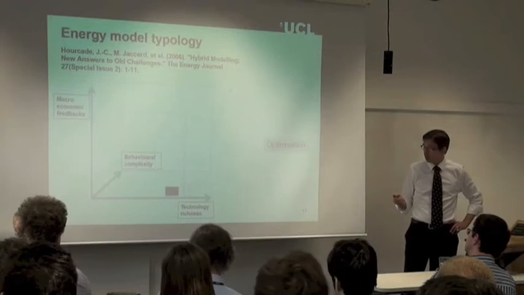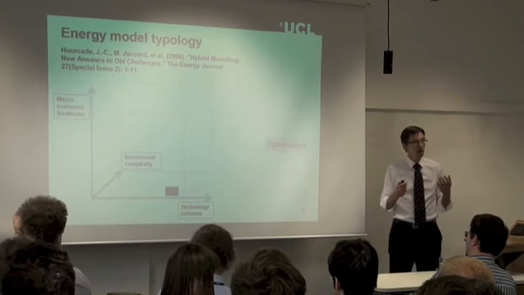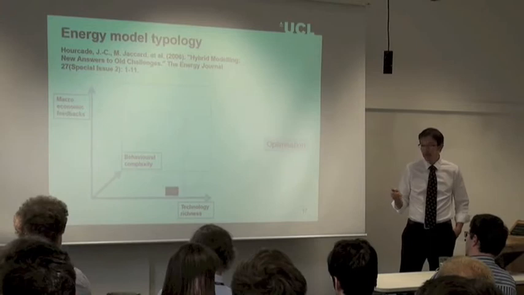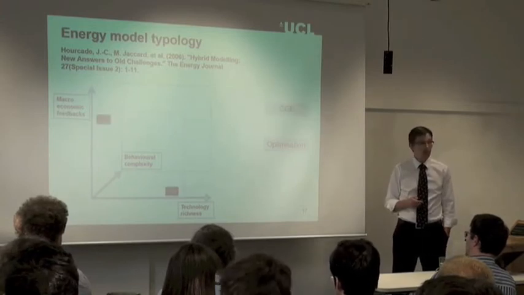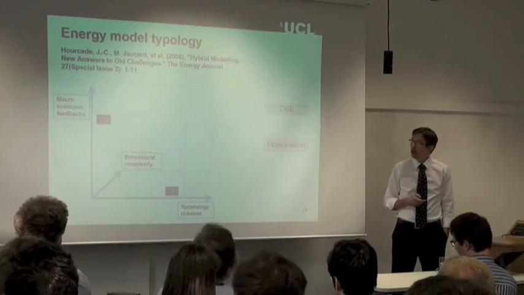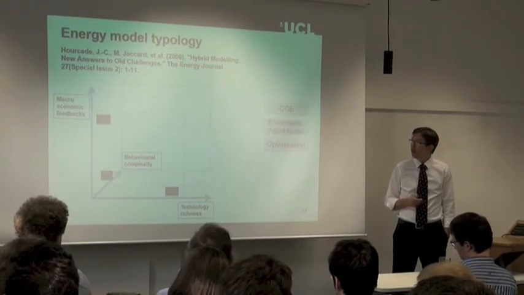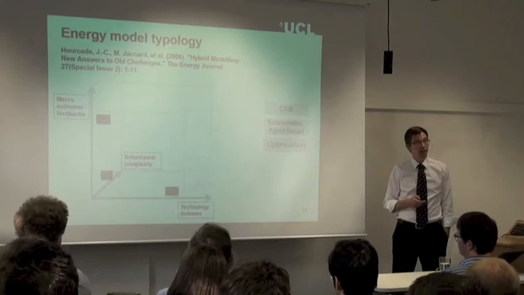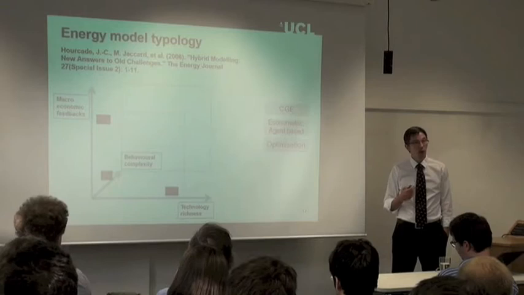If you use an optimization model like our big energy system optimization models, MARKAL, that we're using, taking MARKAL to the TIMES platform, these are technology-rich models. If you have a computable general equilibrium model, these are rich in macroeconomic feedbacks. If you have an econometric or an agent-based model, these are models that are trying to get at how people actually behave. But these models are really good on one axis and not really good on the other two.